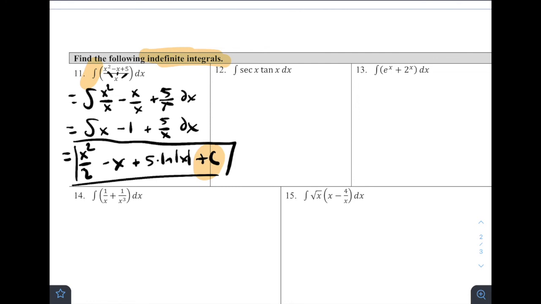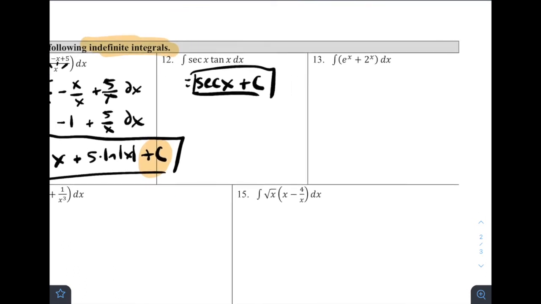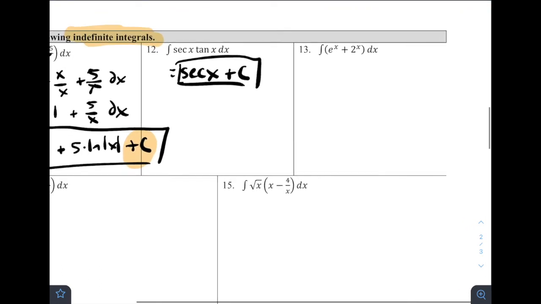Next, we got a trig function. Hey, what function gives us, when we take the derivative, secant x tan x? Oh yeah, that's just secant x. If we take the derivative of secant x, we get secant x tan x. So the antiderivative of secant x tan x is just secant x. And then we add that plus c, and we're actually done. It's finished. What about number 13? Well, the antiderivative of e to the x is e to the x.